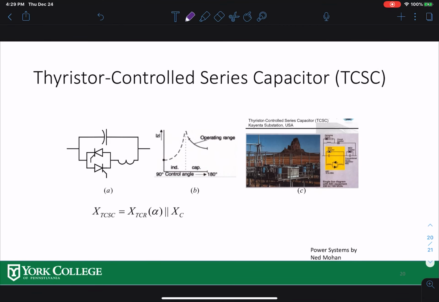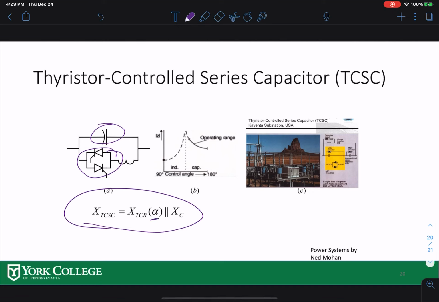And you can also do a thyristor controlled series capacitor. That means your capacitor is right here, and again you're controlling it using this thyristor. How much capacitance you need overall in the line to compensate the series inductance also depends on the firing angle.